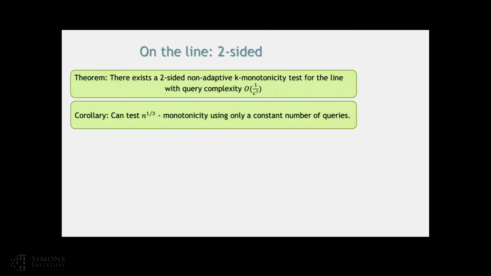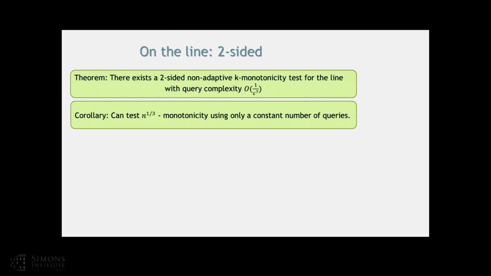But in the two-sided case, we can do something that's just polynomial in 1 over epsilon. So it's sort of just a random corollary: if you want to test cube root of n monotonicity, you only need a constant number of queries that doesn't depend on n. Which is kind of surprising.